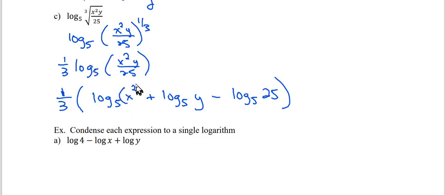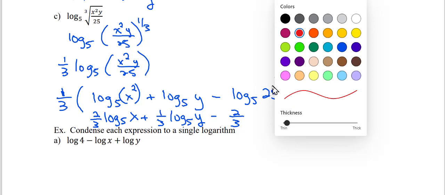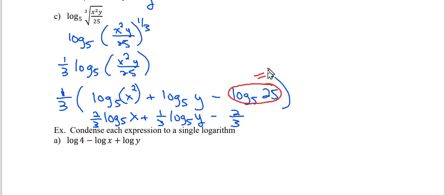I also can use my power rule on this x squared and bring the 2 in front. So this will be 2/3 log base 5 of x plus 1/3 log base 5 of y, distributing the 1/3. And then here I'm going to get just 2/3. The reason for that is that this is equal to 2. 5 squared is equal to 25. So when I distribute the 1/3 to that 2, I get negative 2/3 there.